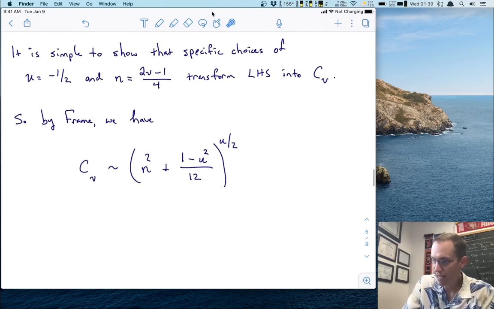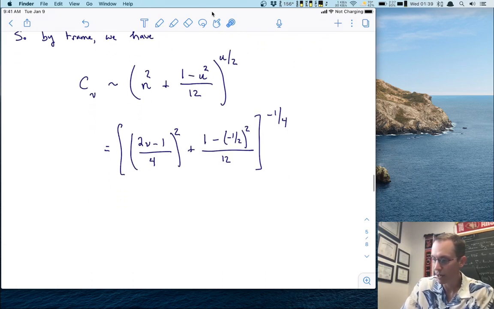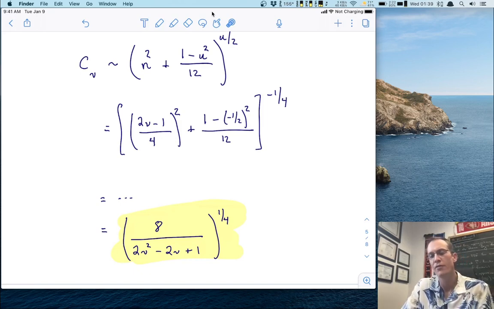And again, if we put in u equals -1/2 and n equals this, then, well, it looks like that. It looks like it's a bit more complicated now, but do a little bit of arithmetic on it, and we get it down to 8 over (2 nu squared minus 2 nu plus 1), all to the 1/4 power. So the common thread that all of these approximations have is they're all closed form. They're all things that I can compute with a simple scientific calculator. They do not require being able to approximate or compute the gamma function at all.